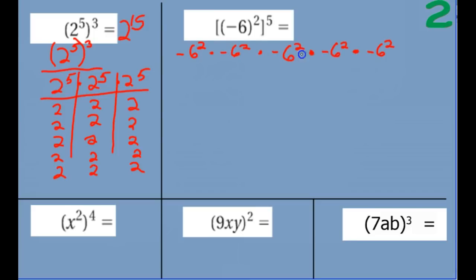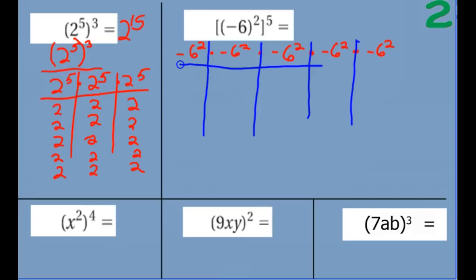We have 1, 2, 3, 4, 5. So it says to the power of 5, so we got those right. Now we are going to create our little table here. And we're going to count up how many negative 6's we have. So with this squared here, it looks like we have 2 negative 6's.